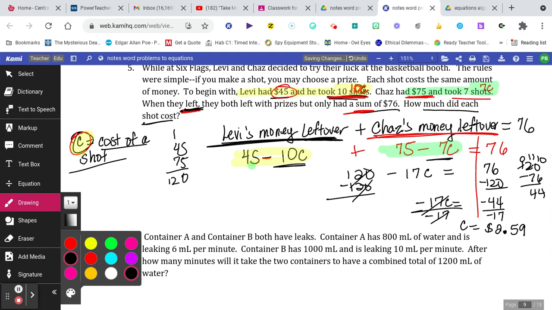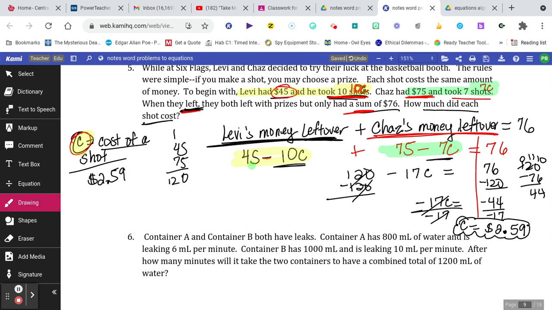I could have made the problem better where at least it worked out to a whole number, because I think maybe the cost of each shot at a real Six Flags basketball booth would be like $2, $3, maybe $4. Okay, but we're just going to say the cost of each shot was $2.59. Because mathematically, that's what it worked out to in this problem.